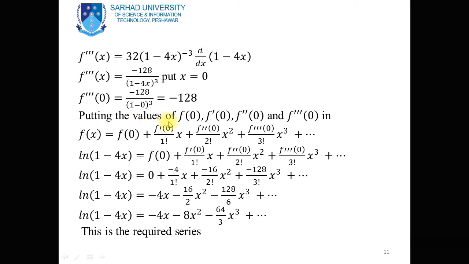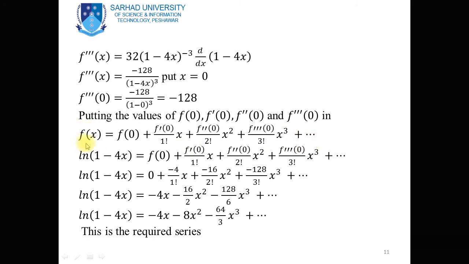Now putting all the values: the function at x is equal to 0, the first order derivative of the function at x is equal to 0, the second order derivative of the function at x is equal to 0, and the value of the third order derivative of the function at x is equal to 0, in this Maclaurin series. f of x is equal to f of 0 plus f prime at 0 divided by 1 factorial into x, plus f double prime at x is equal to 0 divided by 2 factorial into x square, and f triple prime at x is equal to 0 divided by 3 factorial into x cube, plus and so on.